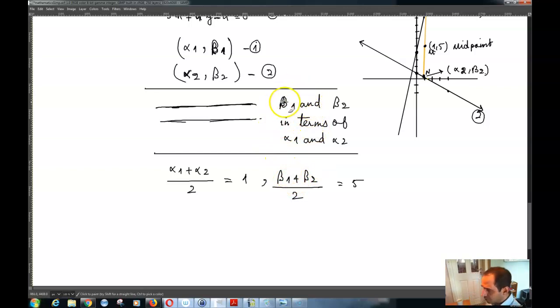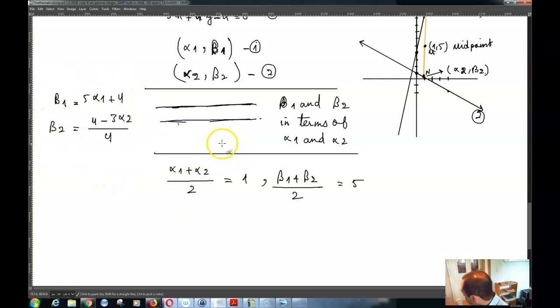Okay, so what we did over here, basically in this step, we had beta 1 and beta 2 in terms of alpha 1 and alpha 2, meaning that we had, for example, beta 1 is equal to 5 times alpha 1 plus 4, and we had beta 2 is equal to, for example, 4 minus 3 times alpha 2 over 4. This was what we got in this step. And in the next step, basically what we got was alpha 1 plus alpha 2 was something, and beta 1 plus beta 2 was something else.